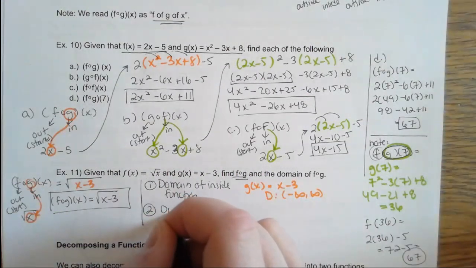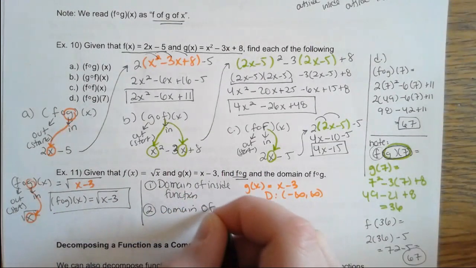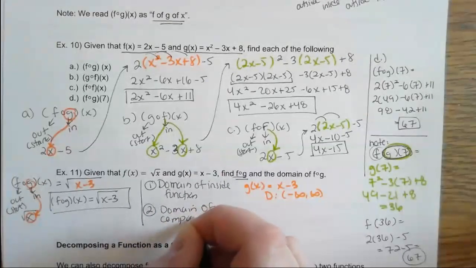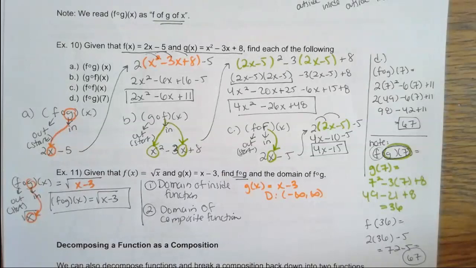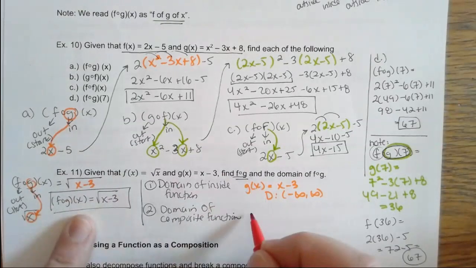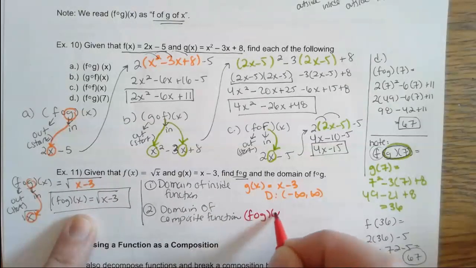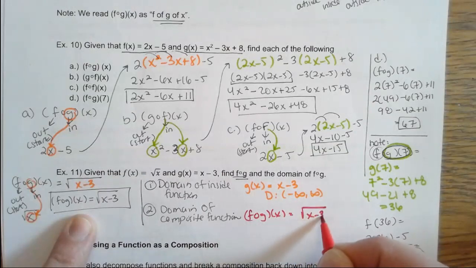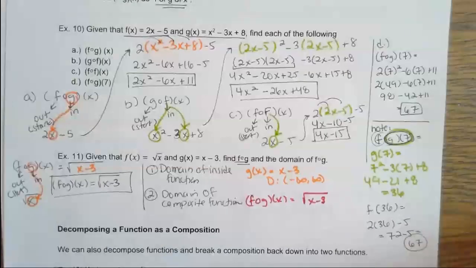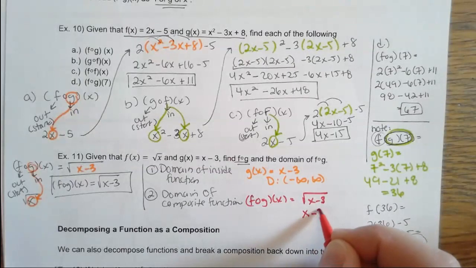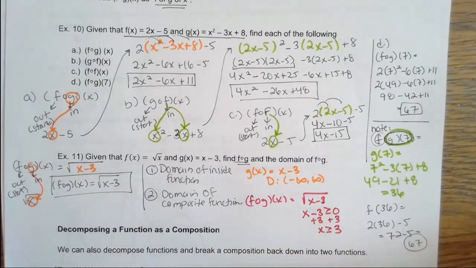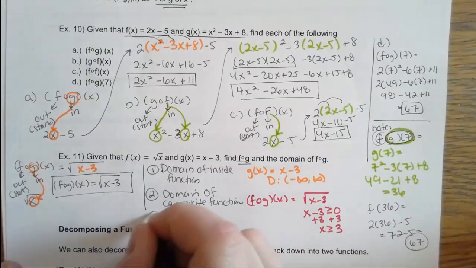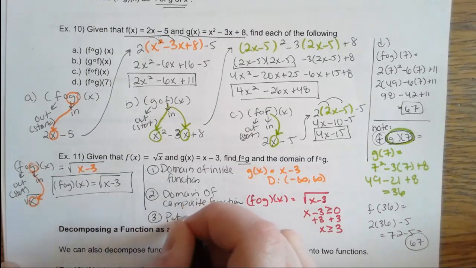Then you find the domain of the actual composite function that you just found. So that would be this one here. So if I look at f of g of x, well, I do have a root here, so I do have to be careful. I need to make sure the inside of the root is not negative. And when I add 3 to both sides, I do see that I have to have x at least 3.